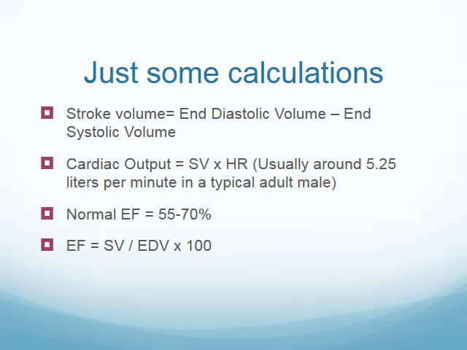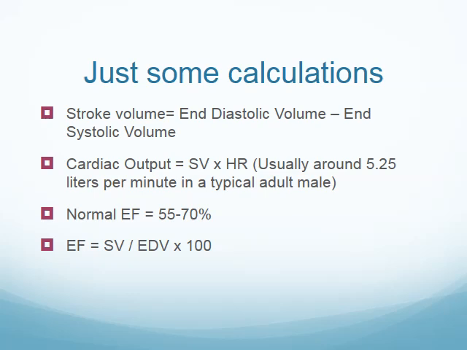This is the amount of blood that's being pumped out of the heart in a minute. It's usually around 5.25 liters per minute in the typical adult male. And if you remember, that's pretty dang close to our entire amount of blood in the body. So like we said, the entire blood volume circulates the body in 1 minute.